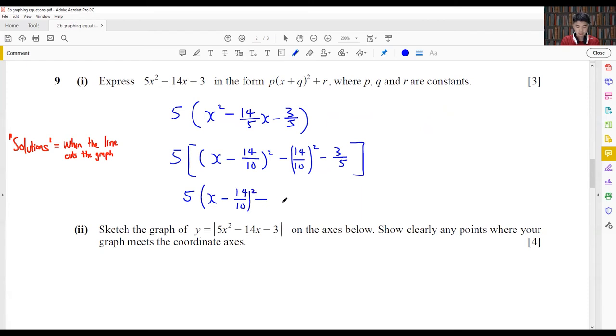Minus 564/5, 64 over 5. Okay. Now we know that if we were to plot this graph, the minimum point would now be at (14/10, 64/5). All right.